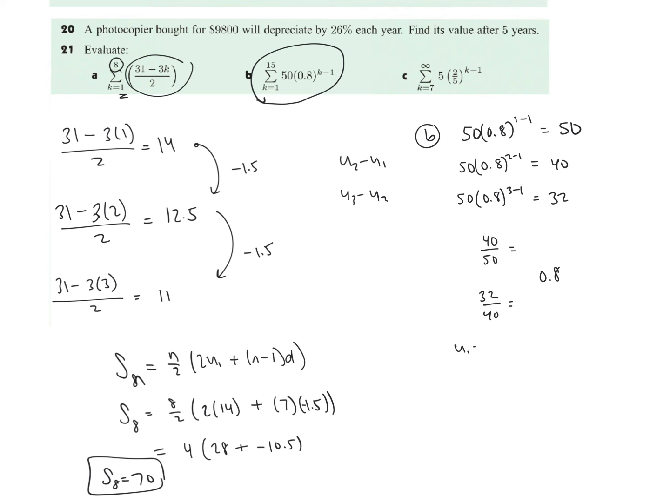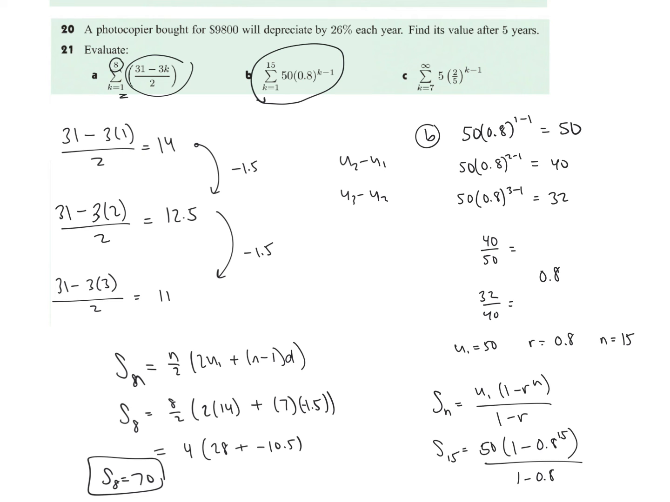So our first term is 50. Our common ratio is 0.8, and we want to find the sum of the first 15 terms. So I'm going to use the geometric series formula, and I'm going to say the sum of the 15 terms equals 50 times 1 minus 0.8 to the power of 15, all over 1 minus 0.8. And we should do a bunch of math, and we'll get 241, okay?